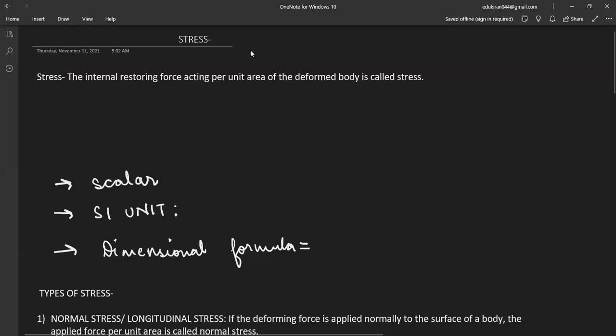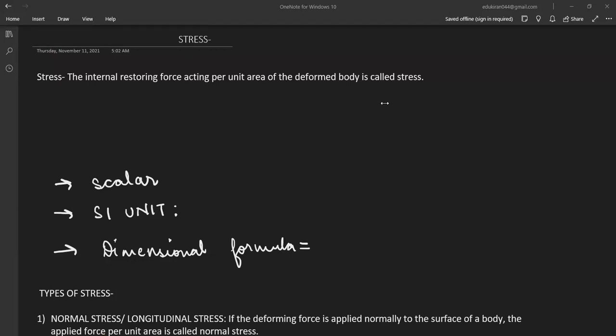Coming to stress, I told you we'll study two topics, stress and strain, which come from the change in these parameters, these deformations. Now you have all studied pressure. What is the formula of pressure? Force by area. Yes, Harsha, what's the formula of pressure? Force by area, ma'am.